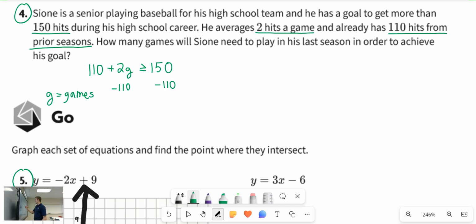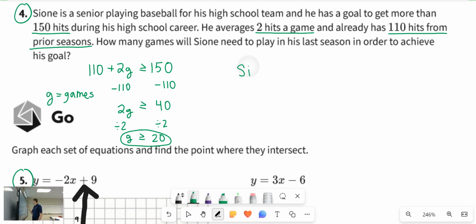So if we do that, we're going to be left with 2G is greater than or equal to 150 minus 110, which is just 40. And then we're going to divide by 2. So we get G is greater than or equal to 20. All right, and that is actually the ending inequality. G is greater than or equal to 20.